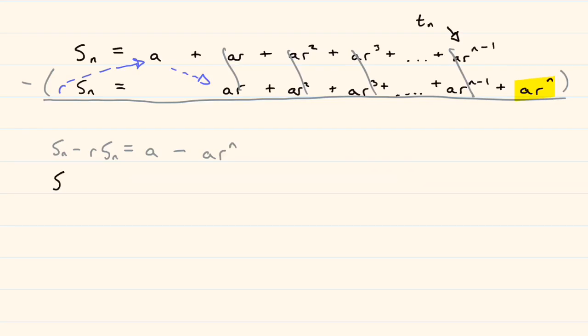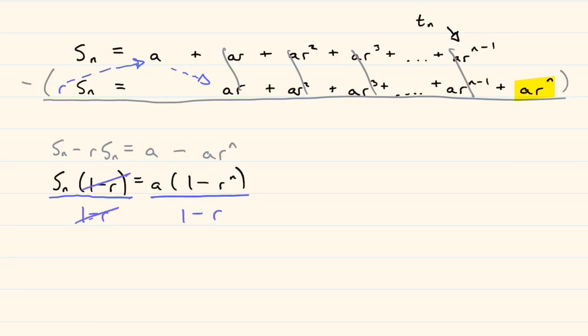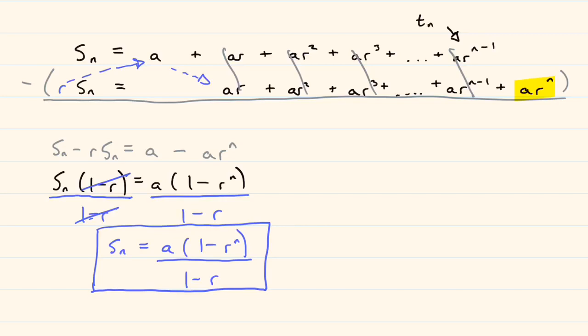Now we're just going to solve this for Sn. So factor Sn out on the left, and on the right, factor out the common factor a. Divide both sides by 1 minus r, and this is one of our two formulas for the sum of a geometric series: Sn equals a times 1 minus r to the n over 1 minus r.